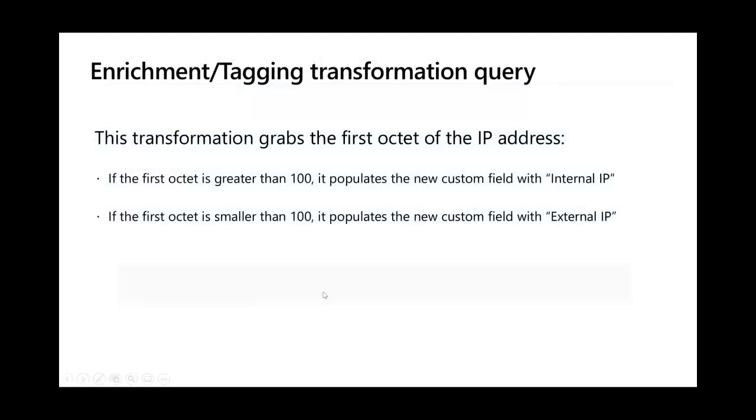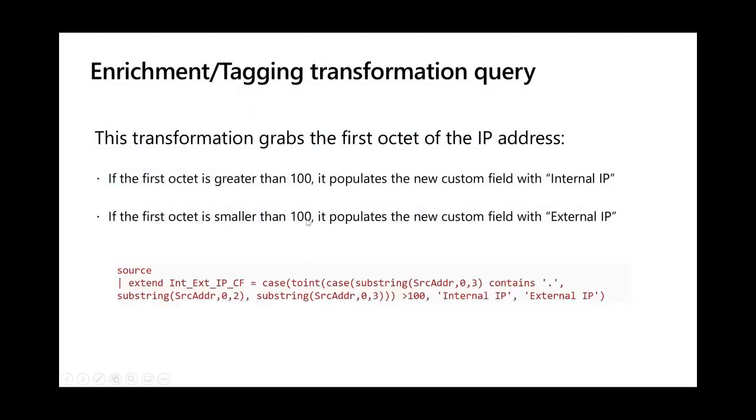If we move forward, just for the sake of the explanation, the logic behind it for the example is that if the first octet is greater than 100, it will be considered an internal IP, otherwise an external IP. The KQL is quite simple. As we see, we extend the query result with the custom field, and we use a case statement to define this logic that you see above.